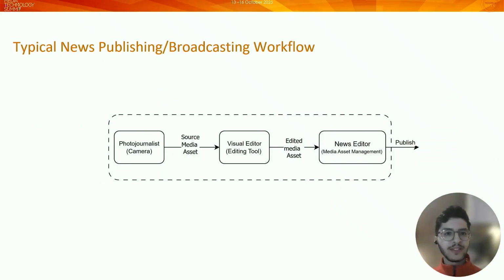We formalize news publishing and broadcasting workflows as the following. A photojournalist captures the source media asset on camera and hands it off to a visual editor. The editor applies necessary adjustments, producing an edited media asset, which is then moved to the news editor in the media asset management system. The news editor reviews, applies newsroom policies, and stamps the content. From there, the asset exits the newsroom with its provenance and gets published to the web.